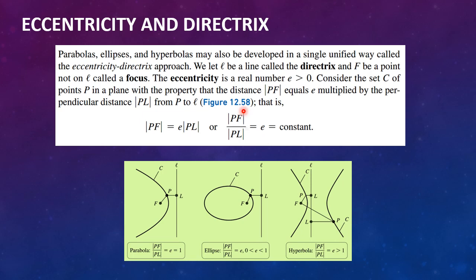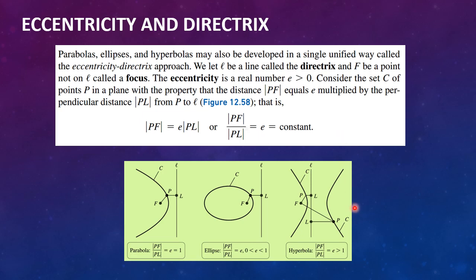Or PF over PL, the distance to the foci over the distance to the directrix, is equal to this eccentricity constant, which of course, as we know, is greater than 0. It's a positive number, and these are all distances, so we're using absolute value to indicate distance.